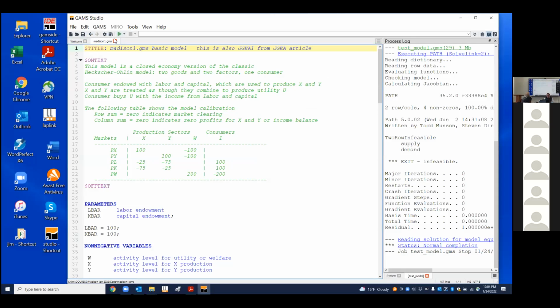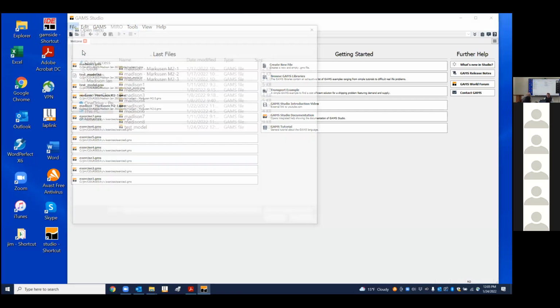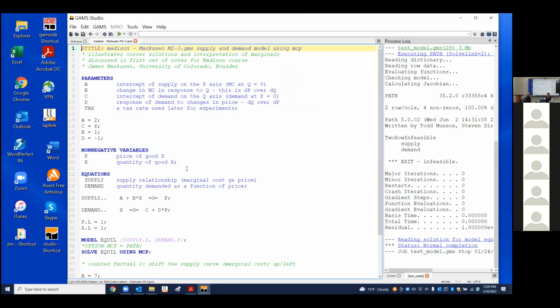No, I wanted to close that. We never actually ran a model, so if you're going to be following along now, let's look at that last model I did, the supply and demand model with the two counterfactuals, which were corner solutions.